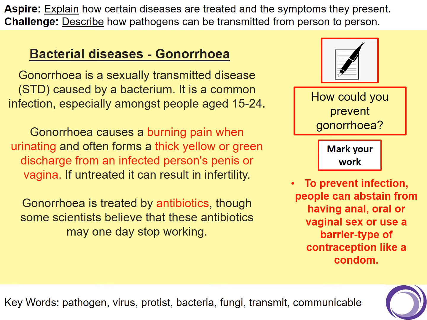So, how could we prevent the spread of gonorrhea? So, hopefully, from what you have learnt so far, you have realised that it's a sexually transmitted infection. So, to prevent the infection from spreading, either people can abstain from having anal, oral, or vaginal sex, or use some barrier type of contraception like a condom.